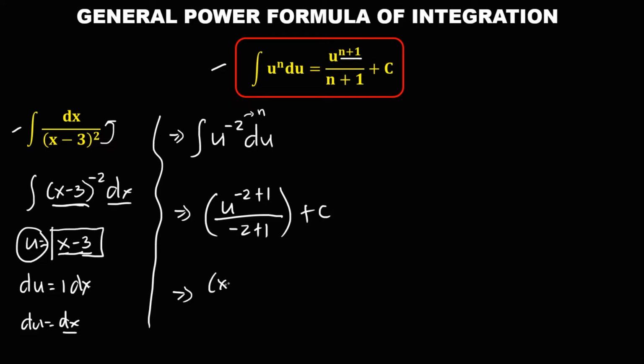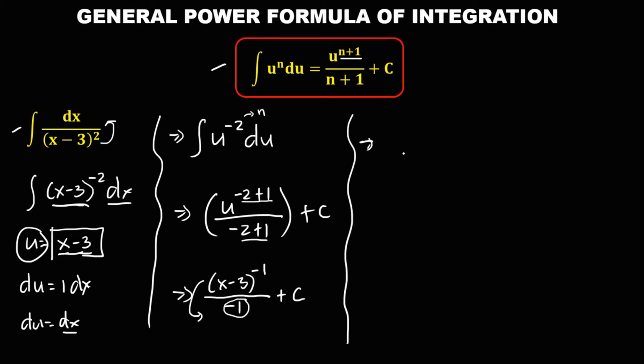Then this time we can substitute now the value of u. So we have x minus 3 to the power negative 2 plus 1. This one is negative 1, then over negative 1. Then plus c. Then to make this exponent positive, bring down, since this one is negative, so we have now negative, we have 1 over, since the exponent is 1, we can just rewrite this one as x minus 3, then plus c.